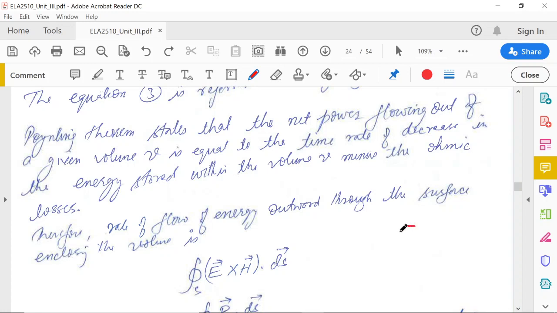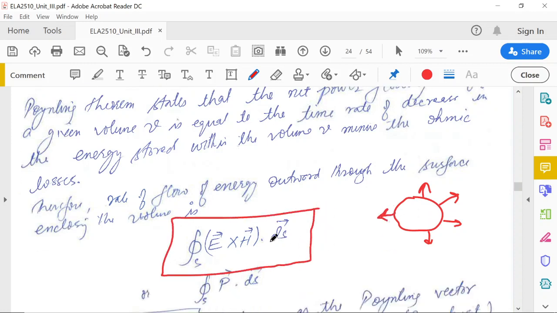So what we can say now? Here you have a certain volume. The total power which is coming out of this volume V, flowing out from this volume everywhere, is given by this expression. If you just know the electric field and magnetic field and you take this expression, take the cross product and then integrate over this surface, then you will get the total power which is coming out.